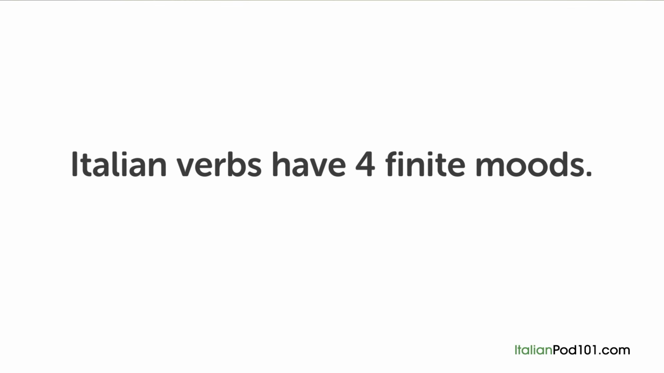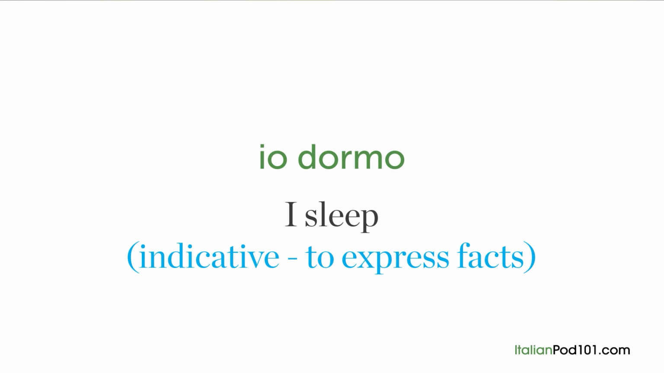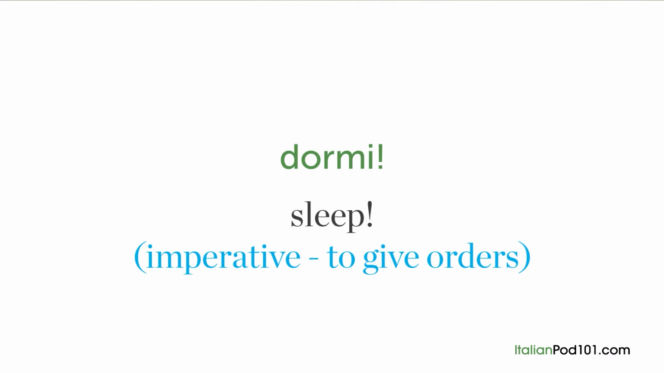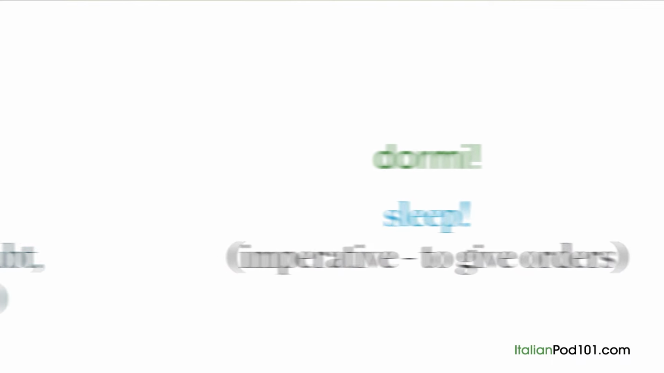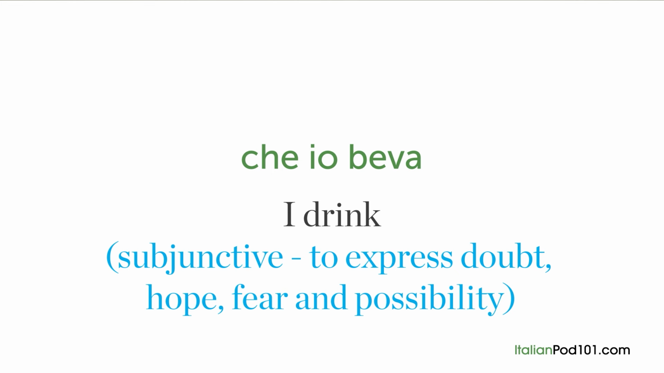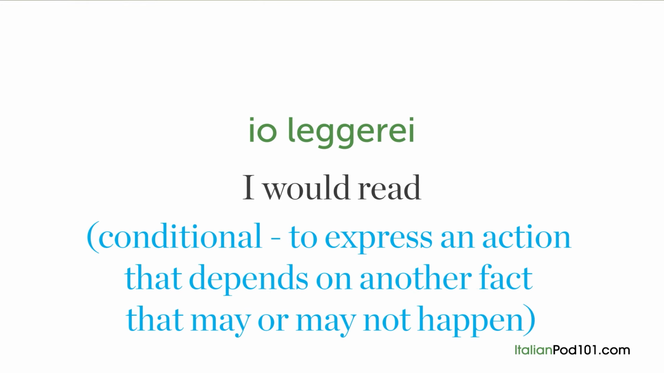Let's take a look. Italian verbs have 4 finite moods. They are the indicative, to express facts, for example, io dormo, I sleep. The imperative, to give orders, for example, dormi, sleep. The subjunctive, to express doubt, hope, fear, and possibility, for example, che io beva, that I drink. The conditional, to express an action that depends on another fact that may or may not happen, for example, io leggerei, I would read.